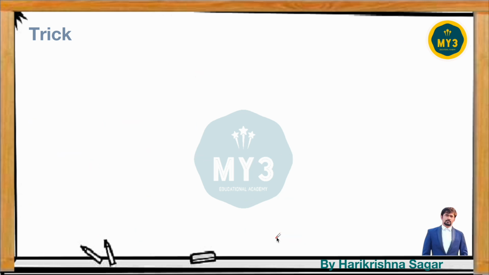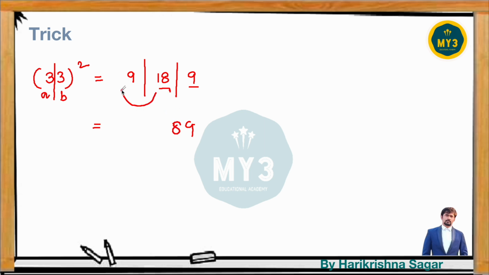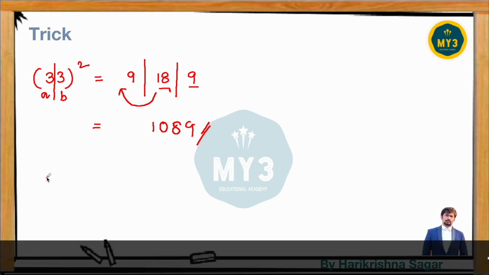Let's look at a few more questions. For example, I want to find out 33 square. How can we find out 33 square? Split this first. A value is 3, B value is 3 and apply the formula. A square means 3 square which is equal to 9. 2ab means 2 times 3 into 3 which is equal to 18. Again b square means 3 square which is equal to 9. With that our answer is not over. What we need to do? Take the last digit here. Take the last digit here. Send the leftover part as carry to the next number. 9 plus 1, 10. You can say your answer is 1089.